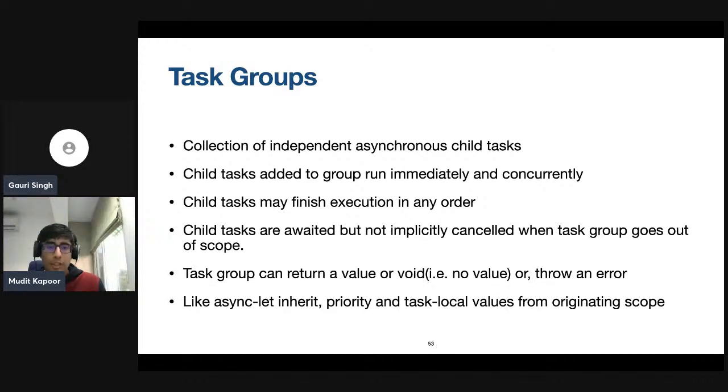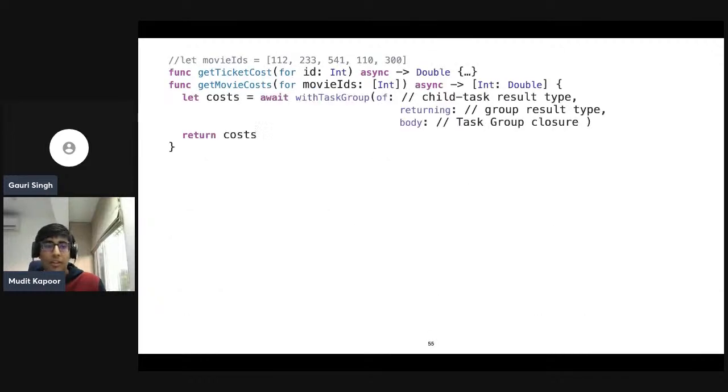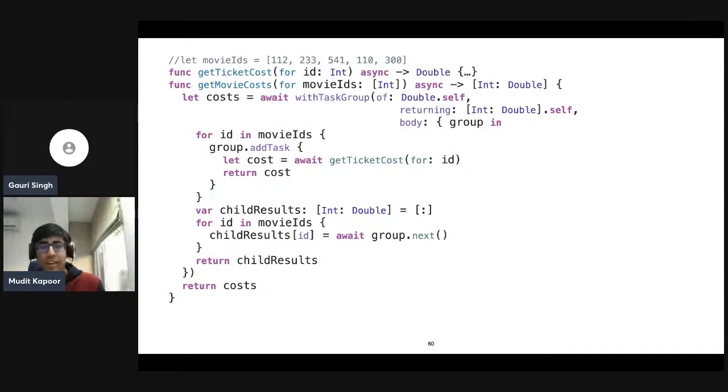yeah. Child task may finish execution in any order. Now, this is the important point. So here I assume that the results would come in the same order that I actually started the task in, which is obviously a bad assumption to make. So let's redo this piece of code.